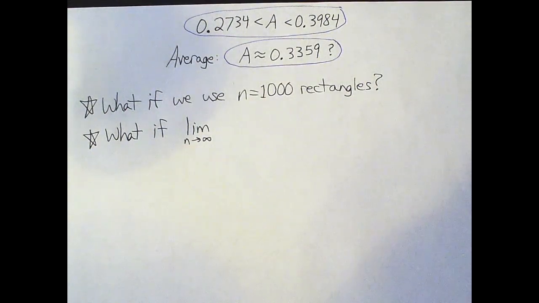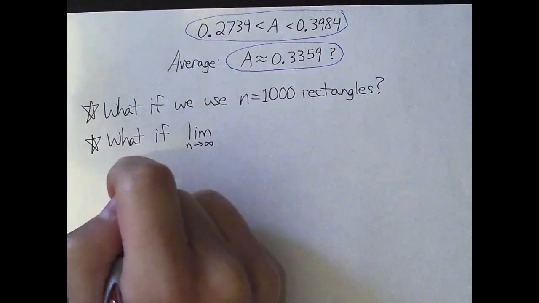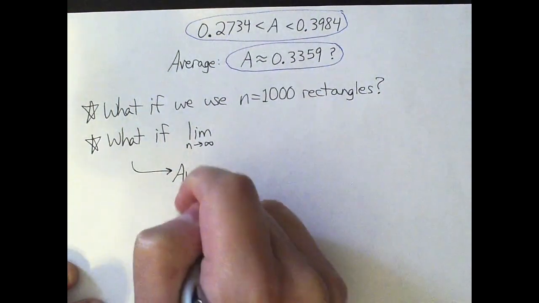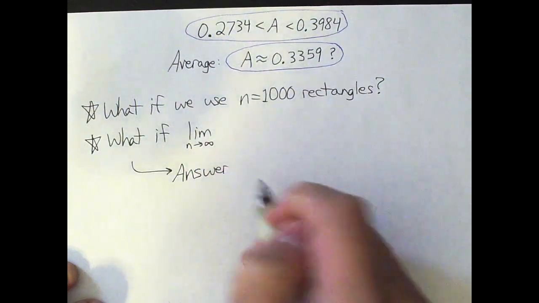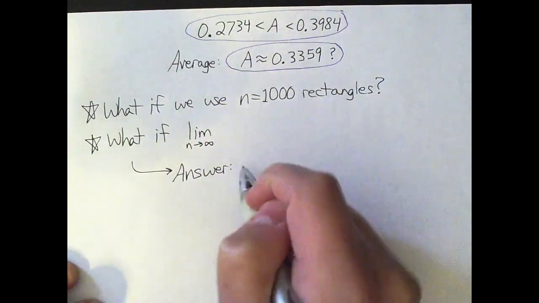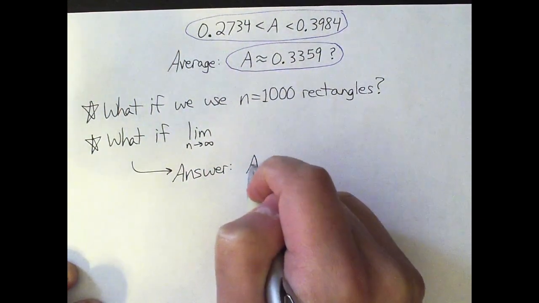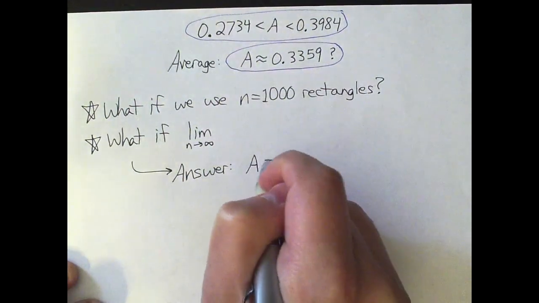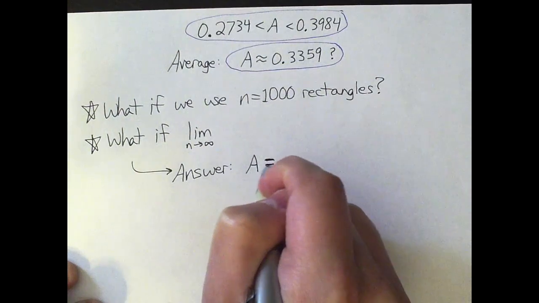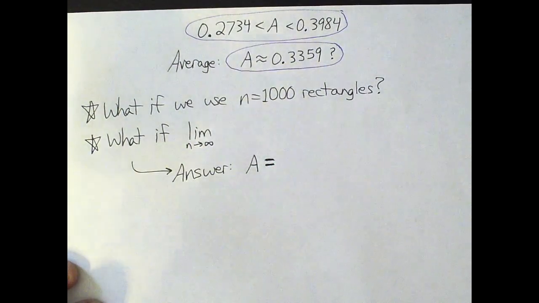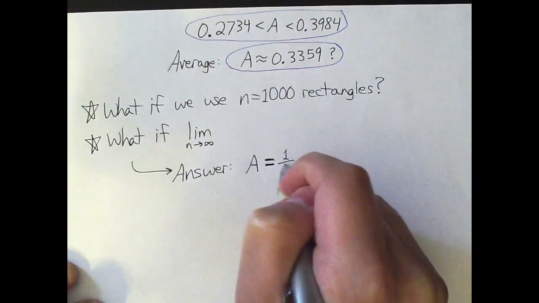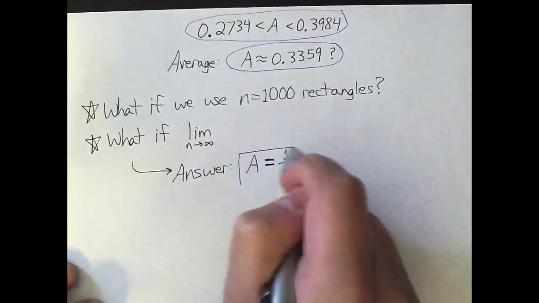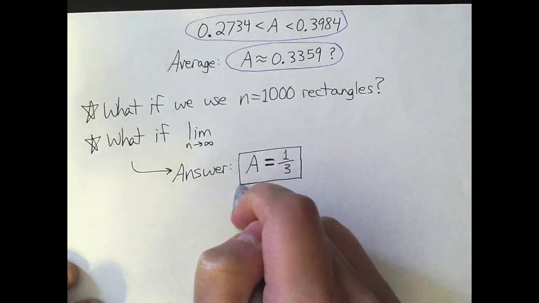I'm going to tell you the answer that we would get. The result that we would get would actually be the exact area under the curve. And I'm actually putting an equal sign here. This is the first time I've put an equal sign. And you would get an answer of 1/3. And that is the true area under that curve for that interval.